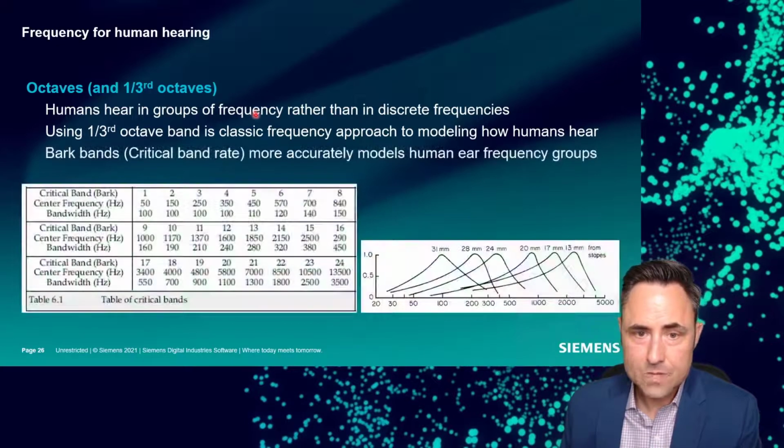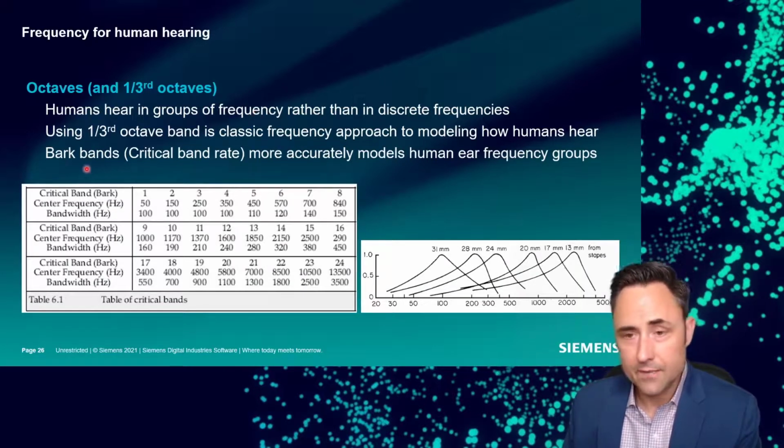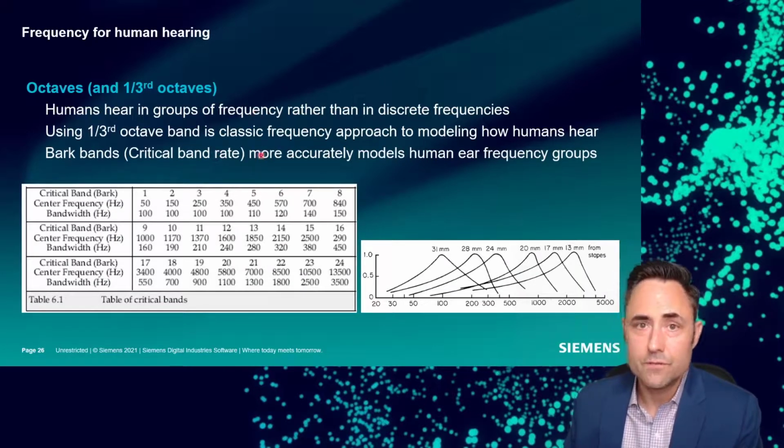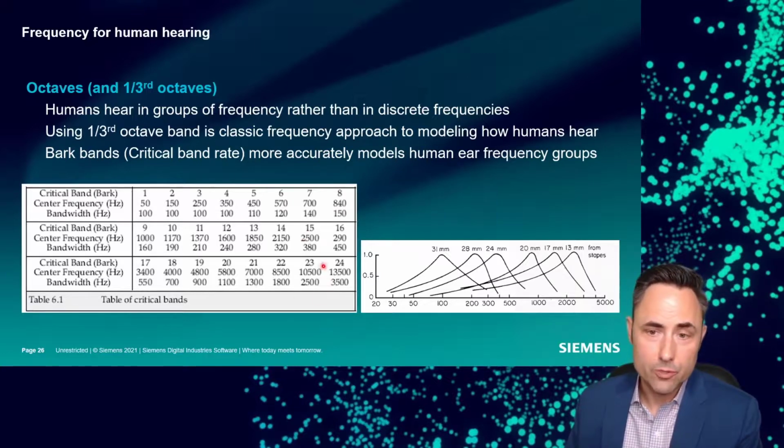Okay? Now there's also something called the critical band rate, or the Bark bands, and this is just sort of an improved version of the 1/3 octave band. It's a little bit more nuanced, it's a little bit more accurate, and so it's used often in sound quality applications. 1/3 octave band is very, very close to these, as you can see if you compare these numbers. This is just a little bit more specific for really specific sound quality applications, but the principle is exactly the same. The groups of frequencies our brain hears in.